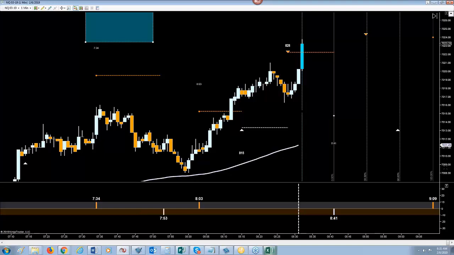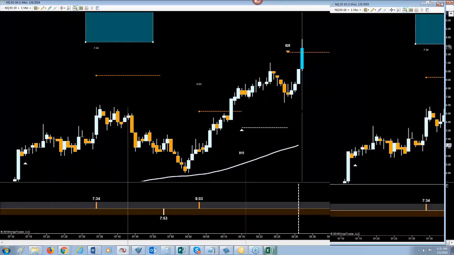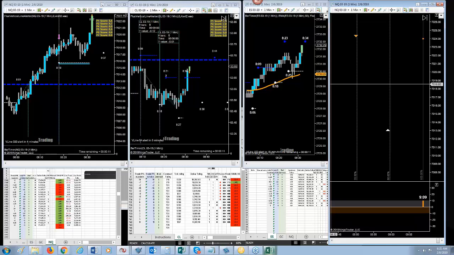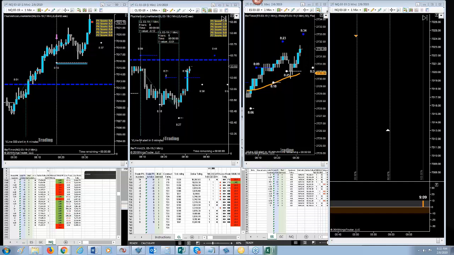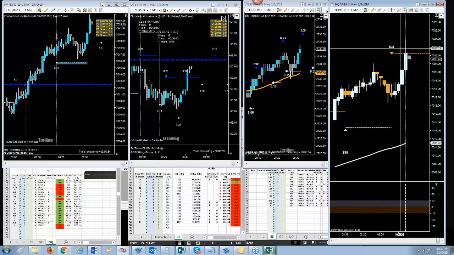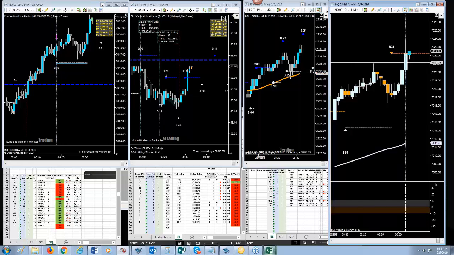Uptrend is preserved in the NQ. 8:30 was the trade balance economic report. We've got that one out of the way. 10:30 is crude oil inventory reports. And there are no other economic reports in the way now.